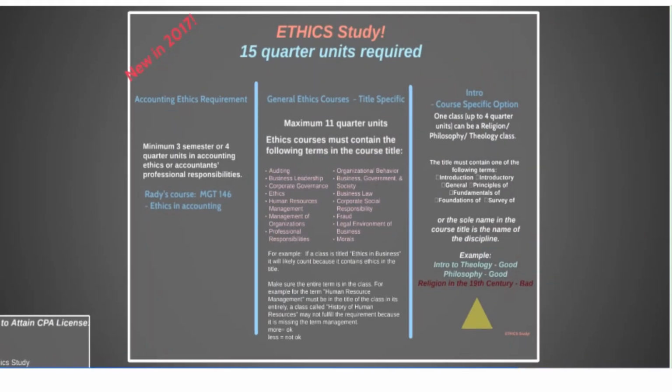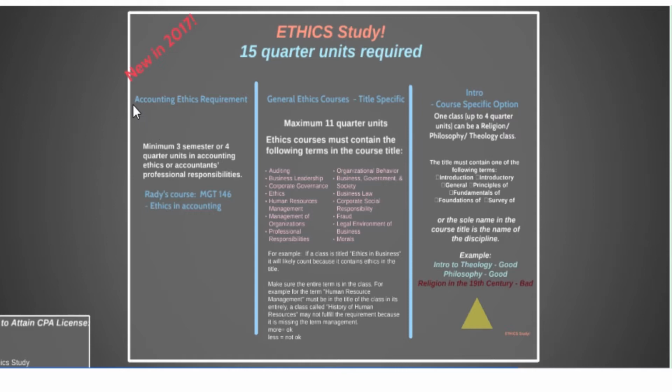Now, 15 quarters of accounting ethics. How is this supposed to be split up? There are different sections to it. One of them is the accounting ethics requirement, the other one is the general ethics courses, and then the other one is an option to do an intro course. And this is basically the way that we are choosing to split them. That is not their actual official name, so just beware of that.